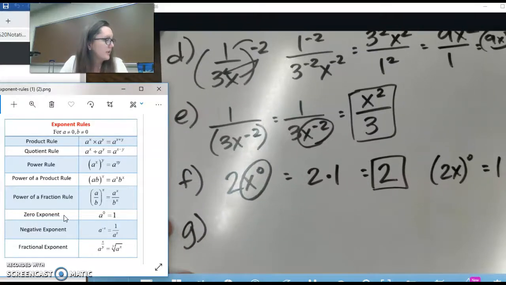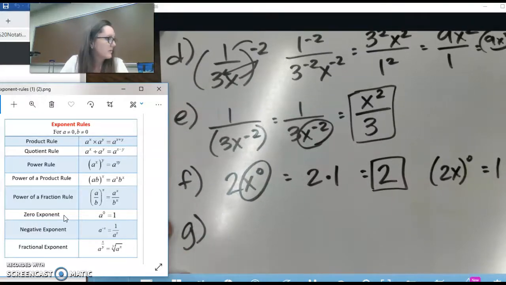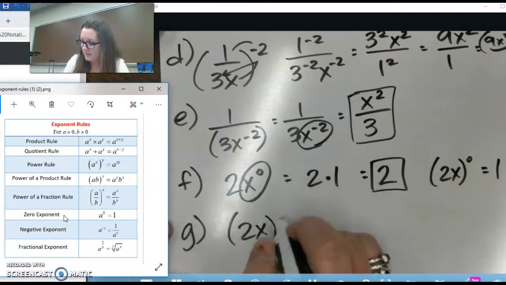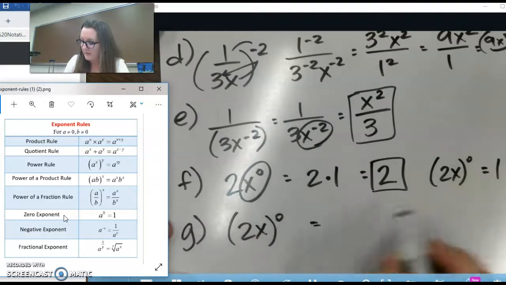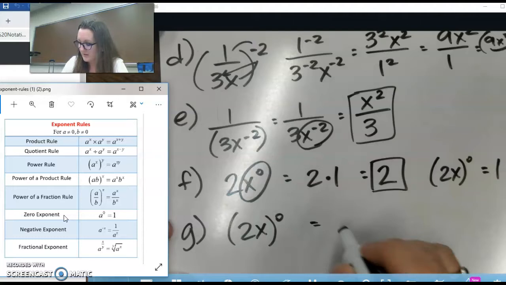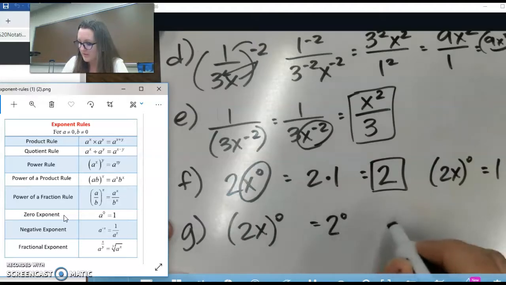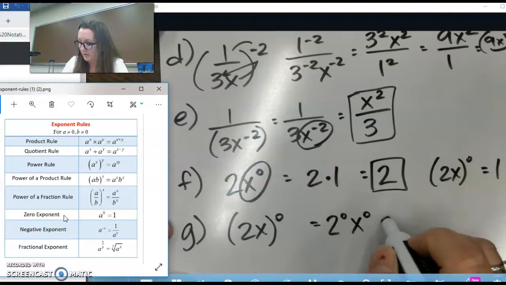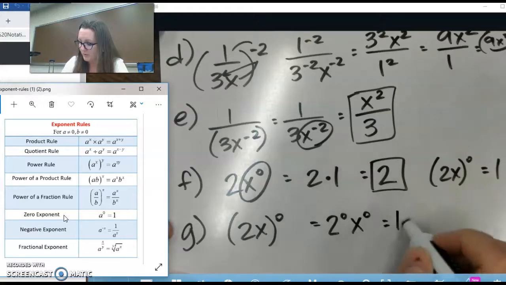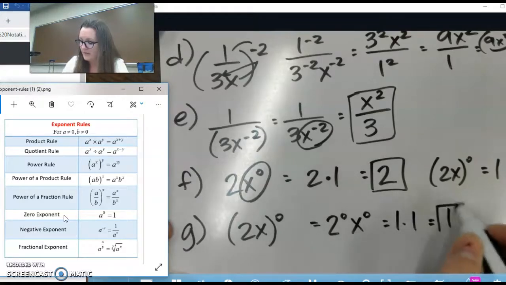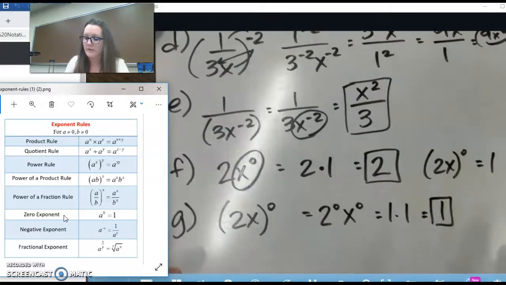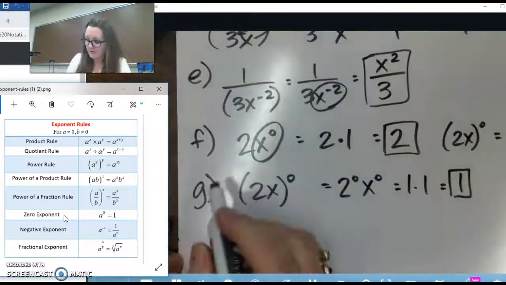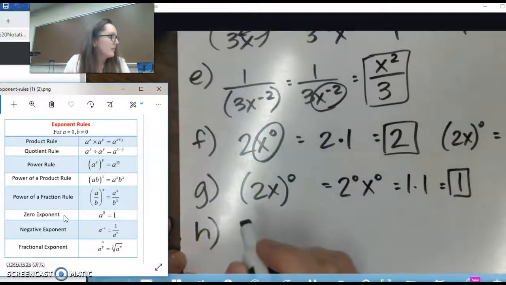All right, G. Oh, I missed one. Nope. Oh, look at that. Didn't even know it. There it was there. So since all of it's being raised to the 0, I'm not going to skip a step here because I want you to see. This is 2 raised to the 0 power and x raised to the 0 power. Therefore, if both of them are 1, then my answer is 1, okay? So that will follow the 0 power rule. All right, let's move on to H. Last one.